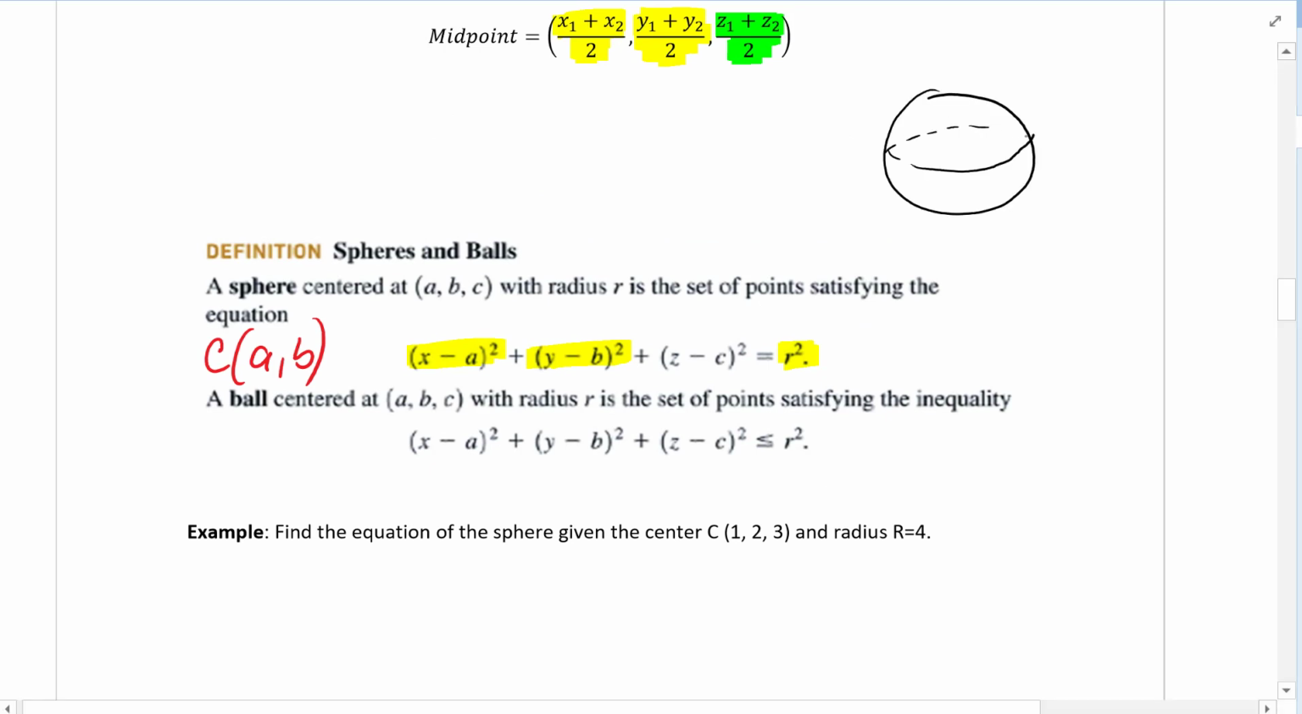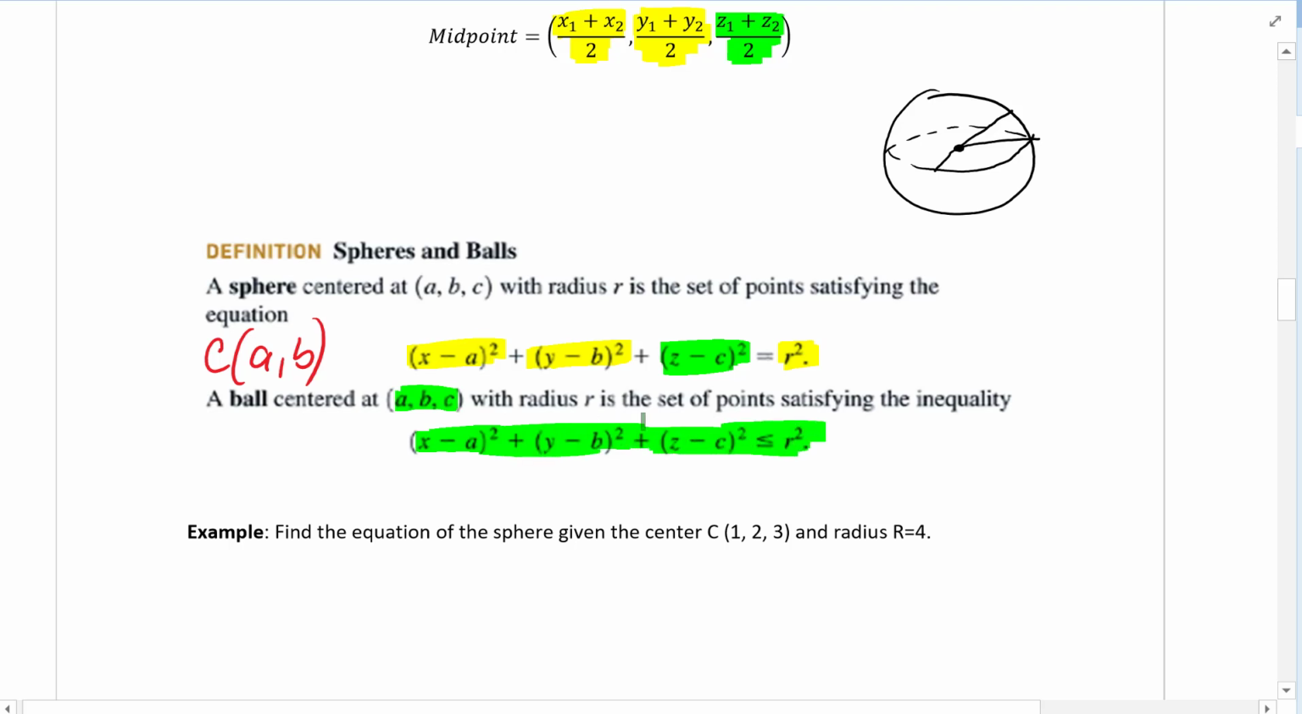Sphere, right? This is radius, this is radius, this is radius. So now the center has 3 coordinates, so it's going to show up z minus c squared as well. And this is the sphere, and so a ball centered at (a, b, c) is going to have (x minus a) squared plus (y minus b) squared plus (z minus c) squared less than or equal to r squared.